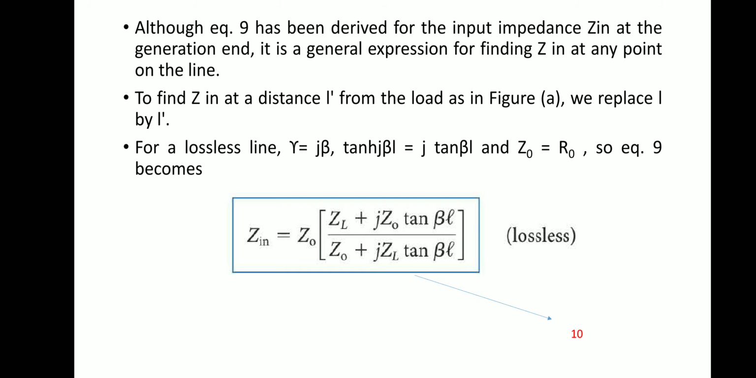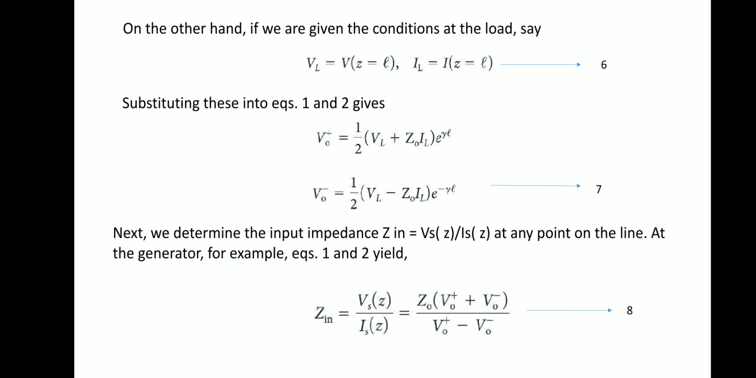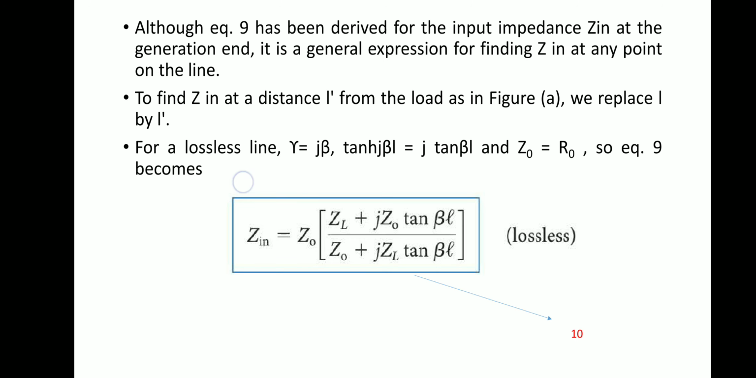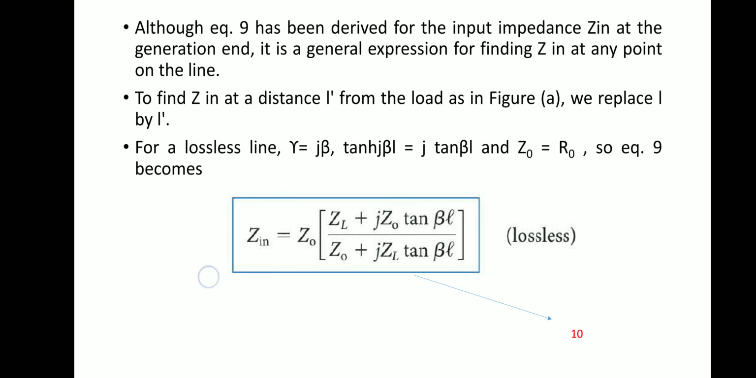This equation 9 has been derived for the input impedance Z in at the generator end. It is a general expression for finding Z in at any point on the line. We said that this Z in is at the generator side, but this is the general equation for Z in at any point on the line. So to find Z in at a distance L dash from the load, we can replace L by L dash. That's the equation for Z in.